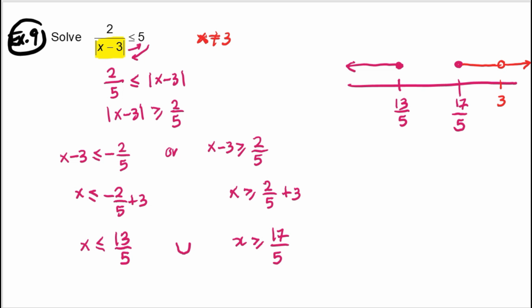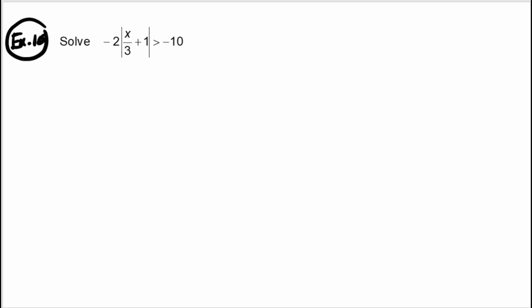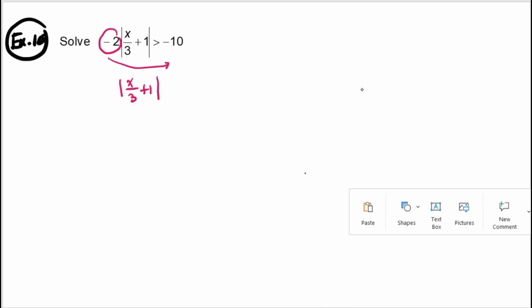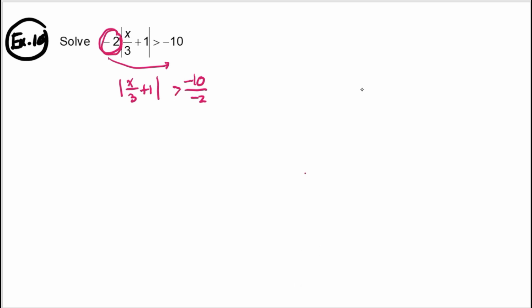Okay, we are done with that one. Let's go to example number 10. Suppose we have this. What we should do is bring this negative 2 to the right side. When we divide negative 10 by negative 2, will the symbol change? Yes, because we divide with a negative number, so dividing with a negative number will change the direction. So we have x over 3 plus 1 less than 5.